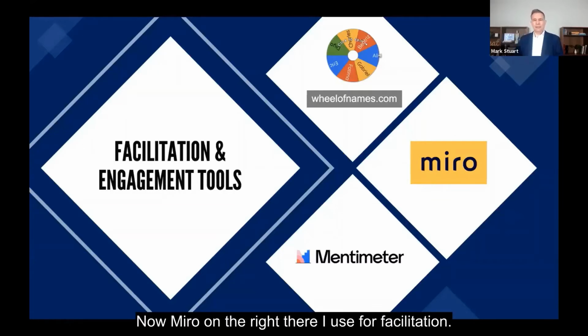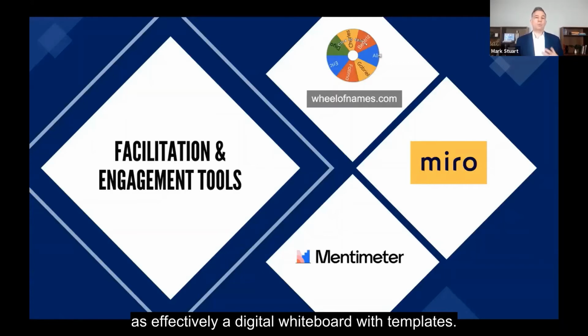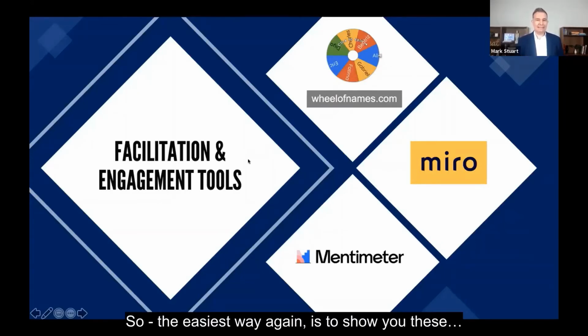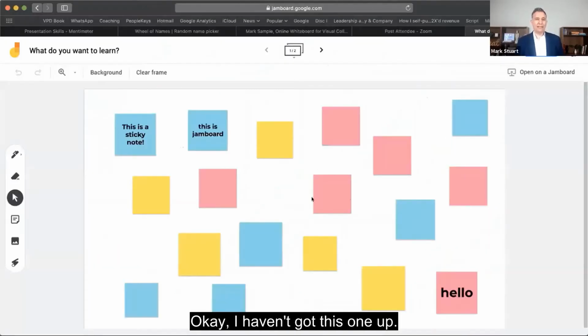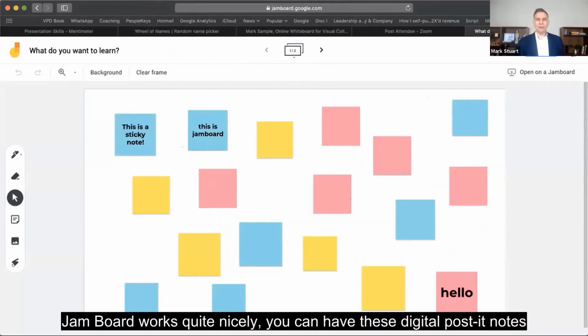Now, Miro on the right there, I use for facilitation. So this is more where I'm working with teams and I'm trying to either brainstorm ideas or strategic retreats. It's effectively a digital whiteboard with templates. So I'm just going to, the easiest way again is to show you these. Okay, I haven't got this one up, but this is Jamboard. If you want a nice free digital whiteboard, you've got a Google account, Jamboard works quite nicely.